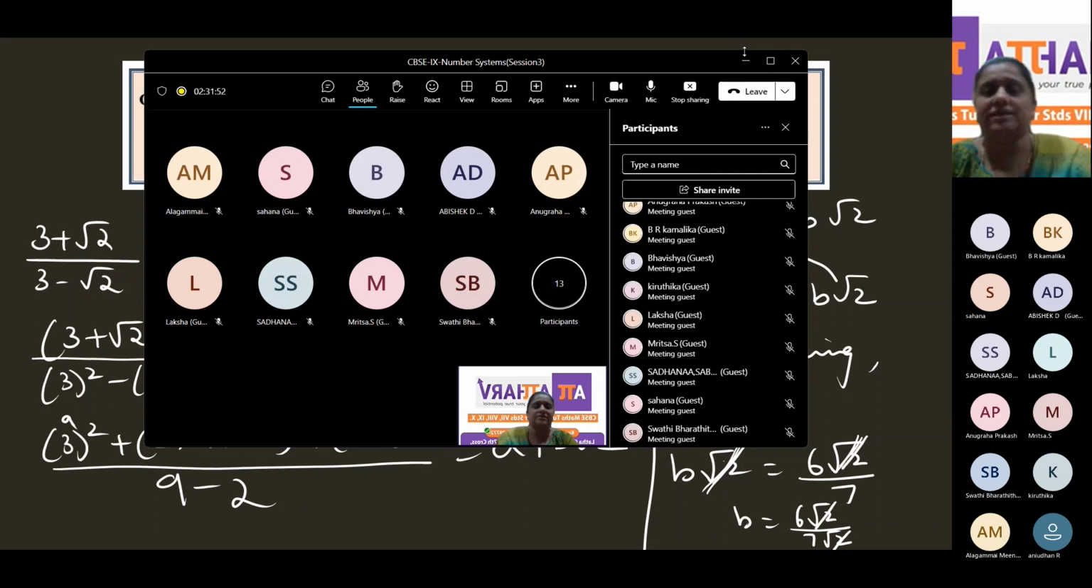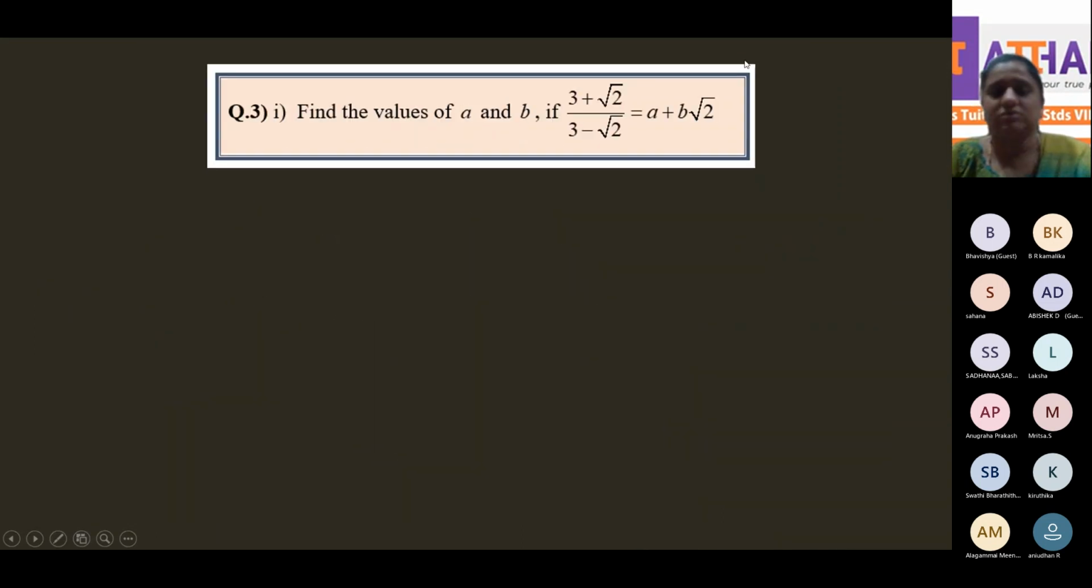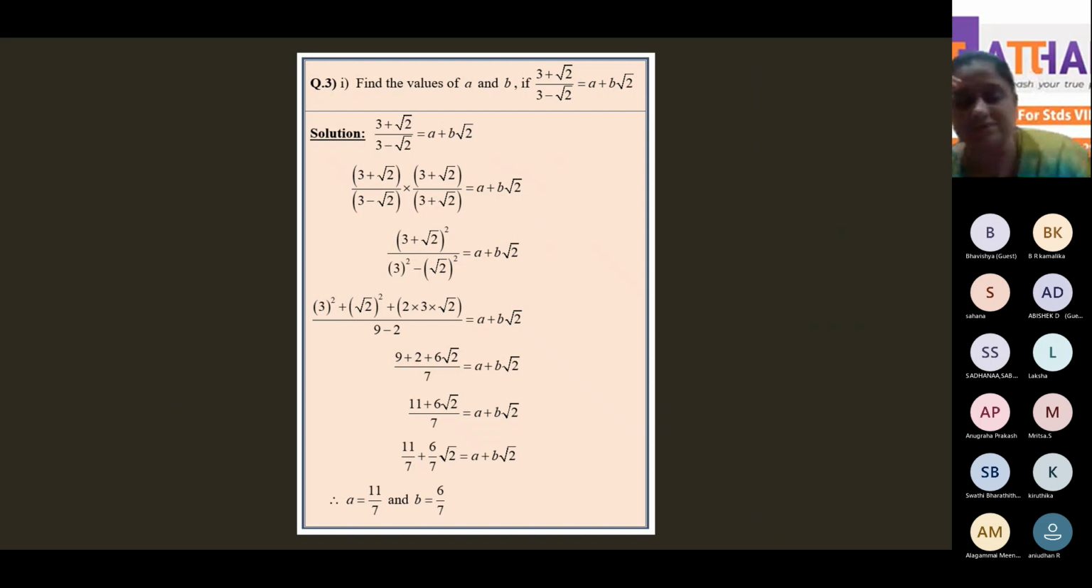I'll show you the answer slide again, just in case you want to take a picture. If you have not taken a picture, please take a picture of this one. Complete this in your notebook.